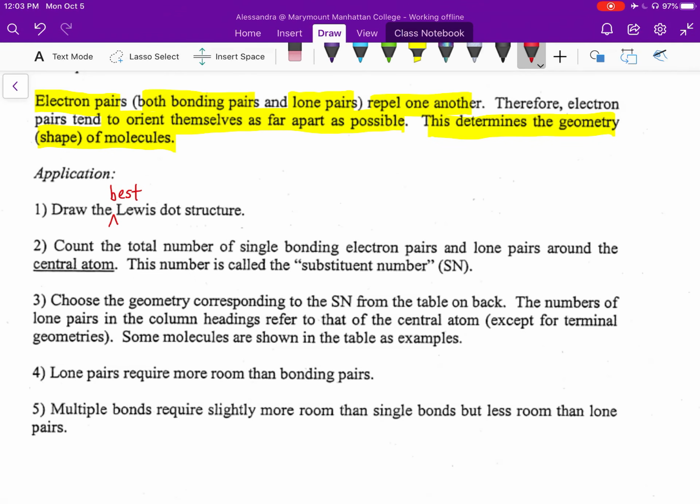In order to do that, there's a simple trick. You count up the total number of single bonding electron pairs and the total number of lone pairs around the central atom only. So you're looking at the central atom and counting up the total number of single bonding pairs and lone pairs. That number, whatever it is, is called the substituent number. When I tell you to do that, it's pretty simple.